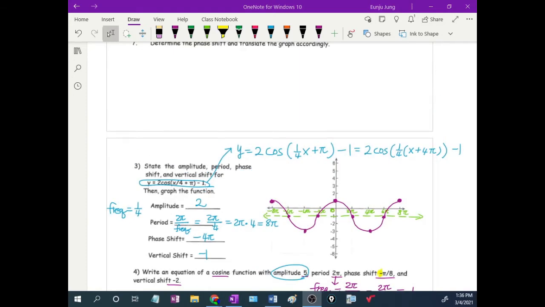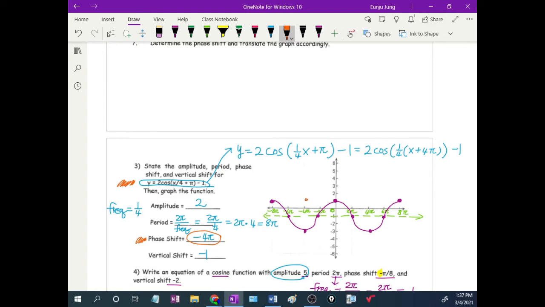Okay, so we have a graph like this using midline at -1, and period is 8 pi, and we have amplitude 2, so we graph this. Now what do I need to do? I need to do the phase shift, right? So we will move this purple graph to the left 4 pi units, okay? So my answer will be in orange. So let's move every point position negative 4 pi, okay?